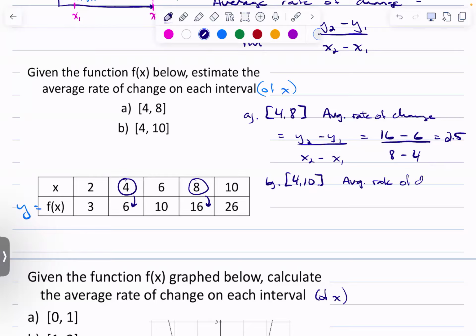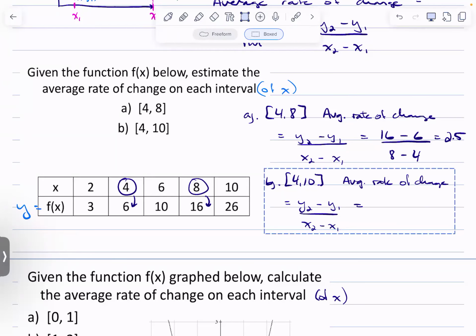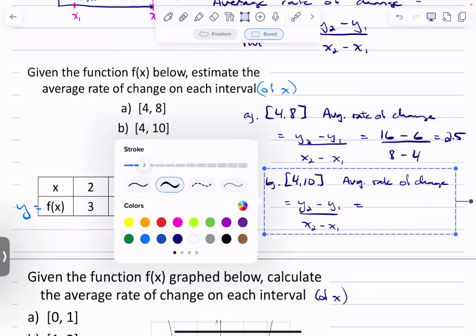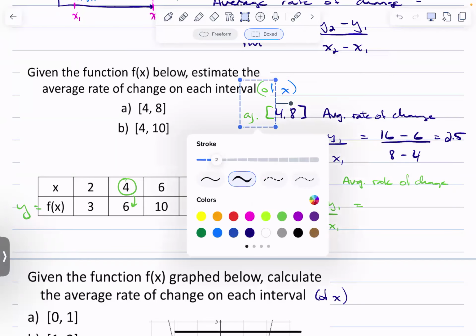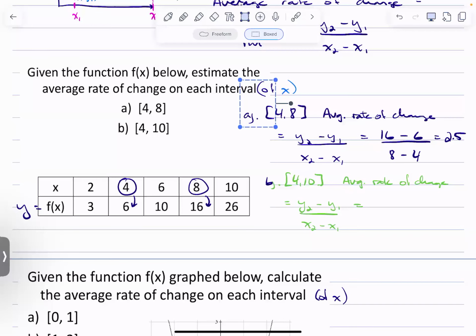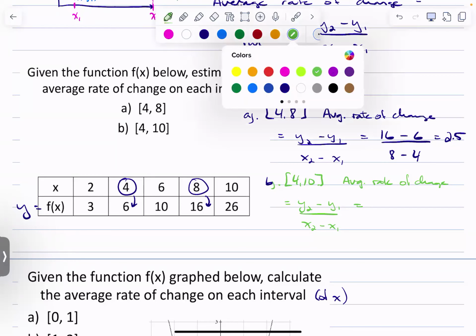Average rate of change, again, is y2 minus y1 over x2 minus x1. I'm just going to cram it in there. I'll use a different color just so we can see. I'll change the color of some of this stuff too, because then I can use this green.